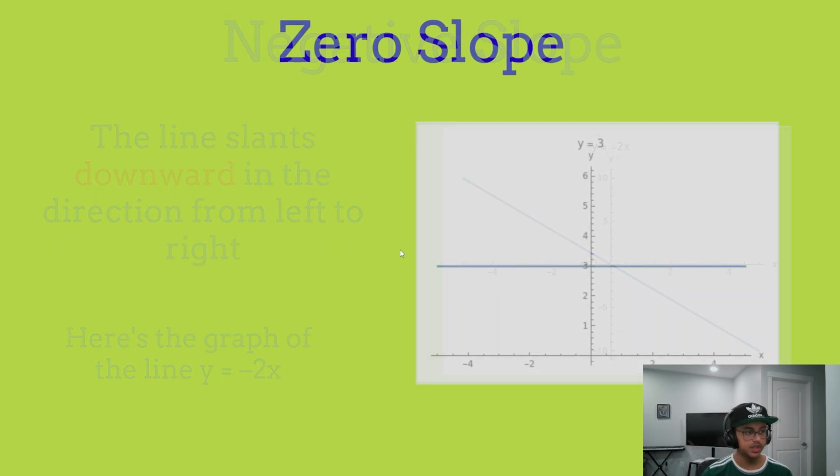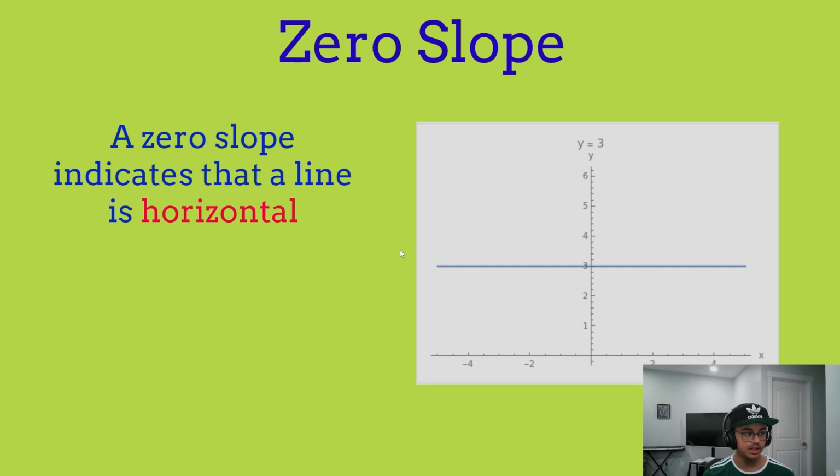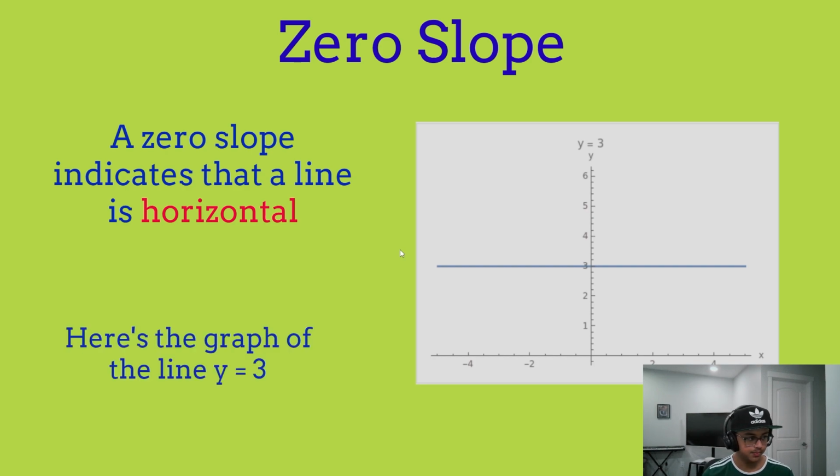The next slope we have is called the zero slope. A zero slope indicates that a line is horizontal. And in this case, we're using y is equal to 3. So in a zero slope, there is no x inside of the equation, it's just y is equal to any static number. So in this case, we're using y is equal to 3, and it's just a line that runs through y is equal to 3.